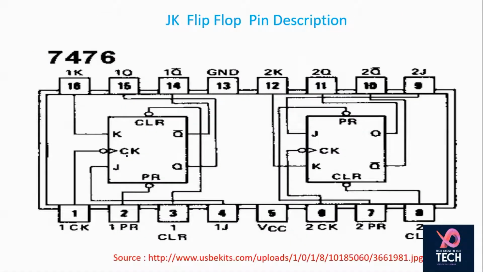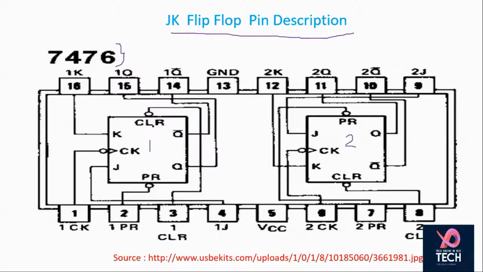So this is your pin description for your JK flip-flop. This is the next IC which we are going to discuss. Here you can see it is a 16-pin IC. As mentioned earlier, in JK flip-flop, we have this particular pin assignment for JK flip-flop 7476. It consists of two flip-flops. This is JK flip-flop 1. This is JK flip-flop 2.